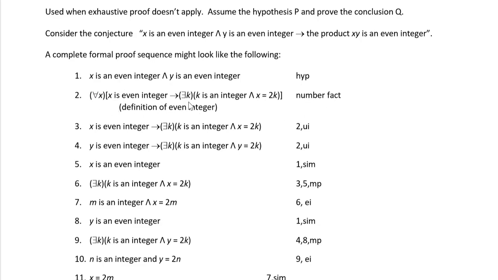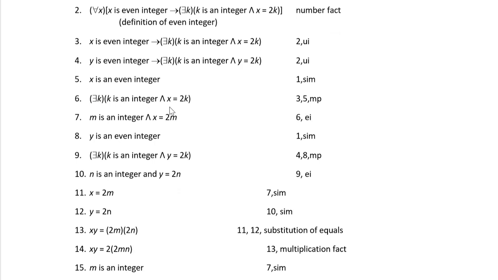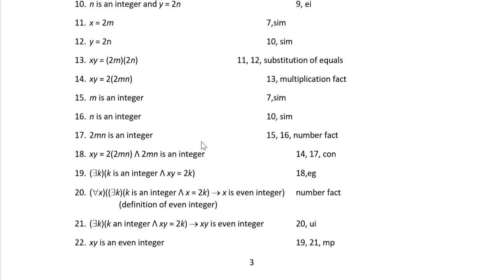If x is even, then there exists a k such that k is an integer and x is equal to 2k. And then you can do universal instantiation, where x is even implies there exists k, k is an integer and x equals 2k. And the same with y, we use the same thing for y because y is even. And so on. Then you get some modus ponens, and then m is an integer, and x equals 2m, and so on and so forth.